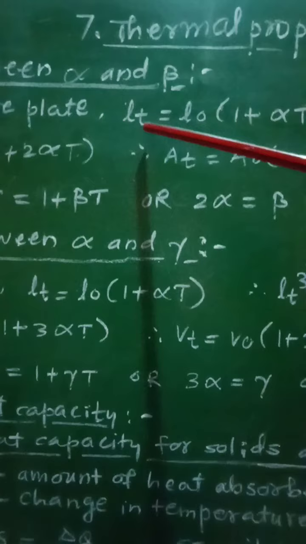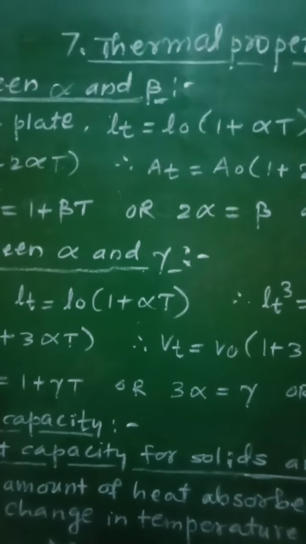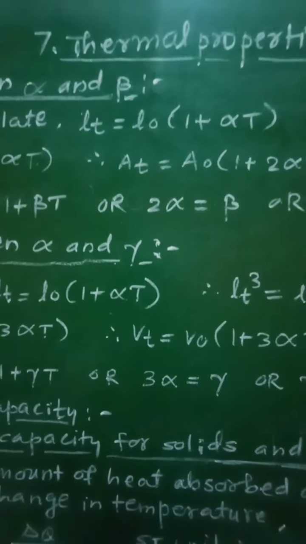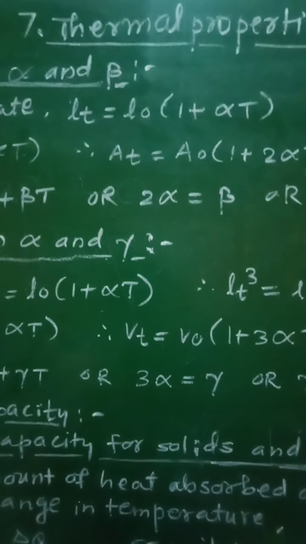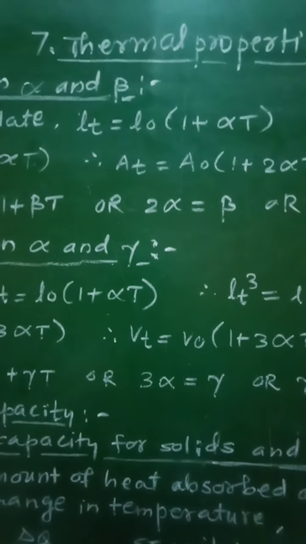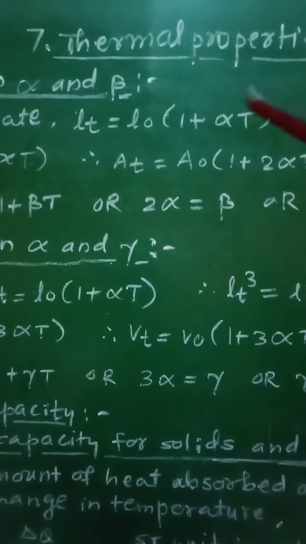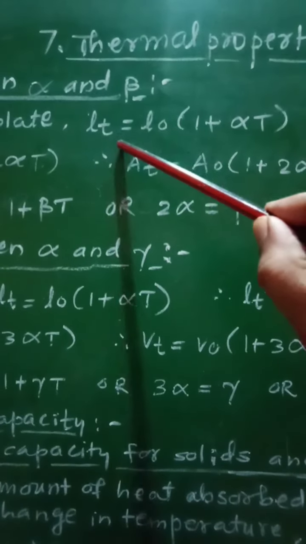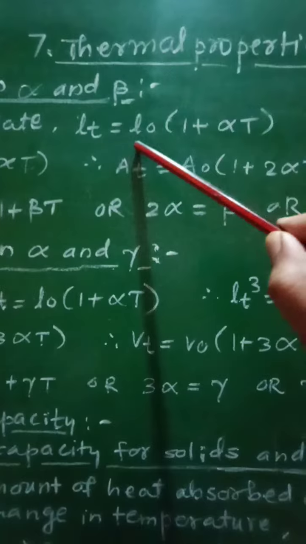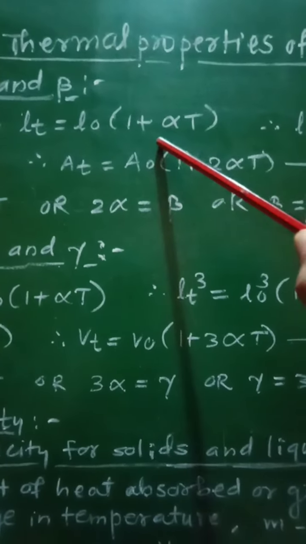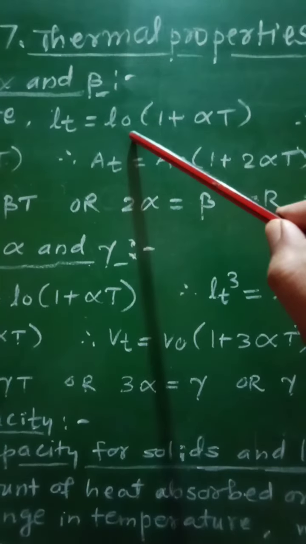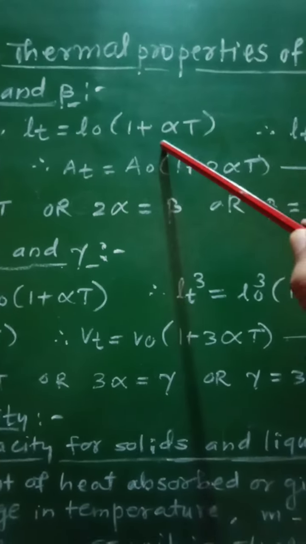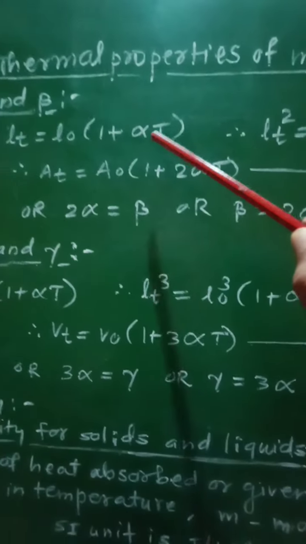So for this linear expansion, the coefficient of linear expansion alpha will be given as alpha equal to LT minus L0 upon L0 T, and therefore from that relation the final length LT equal to L0 into 1 plus alpha T.